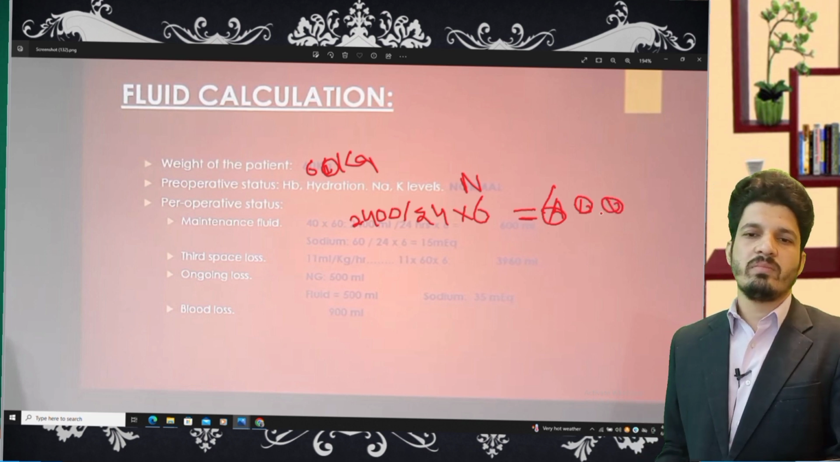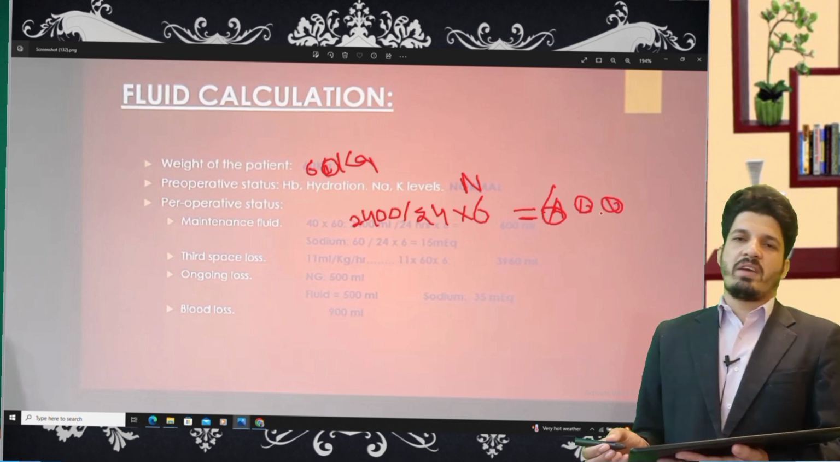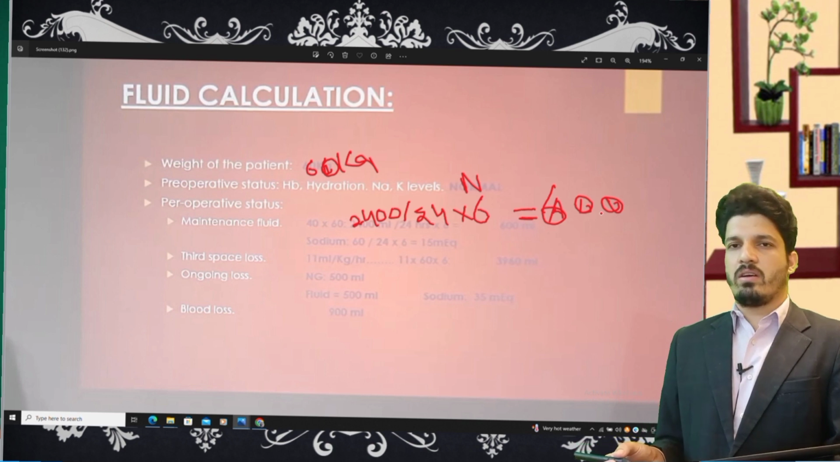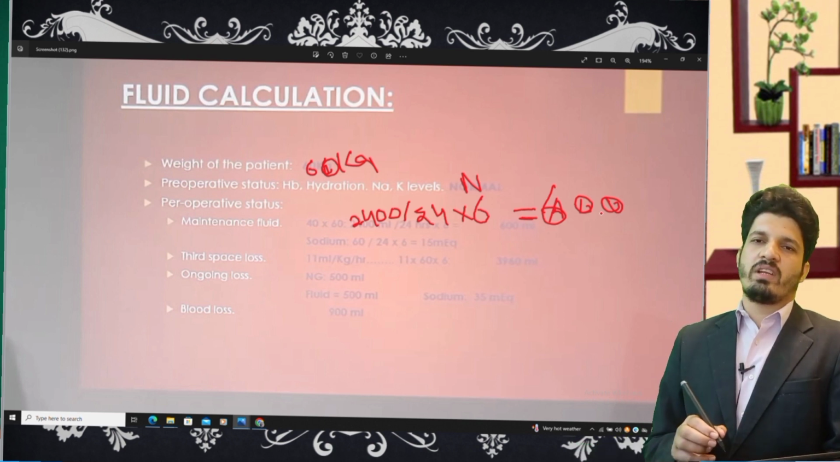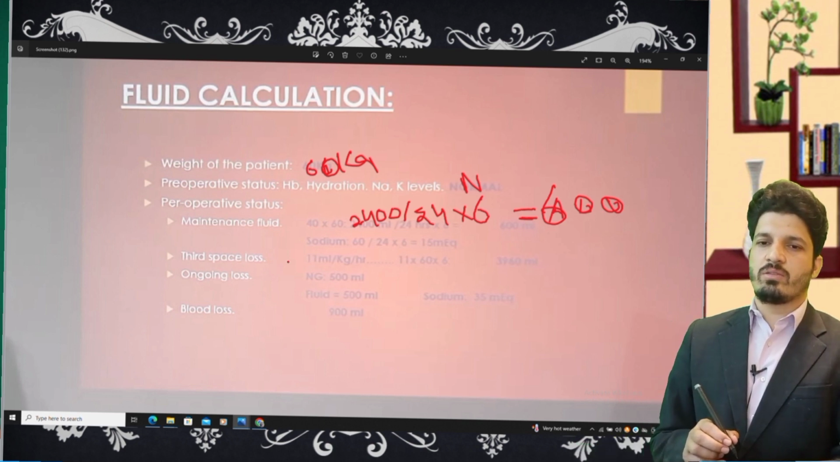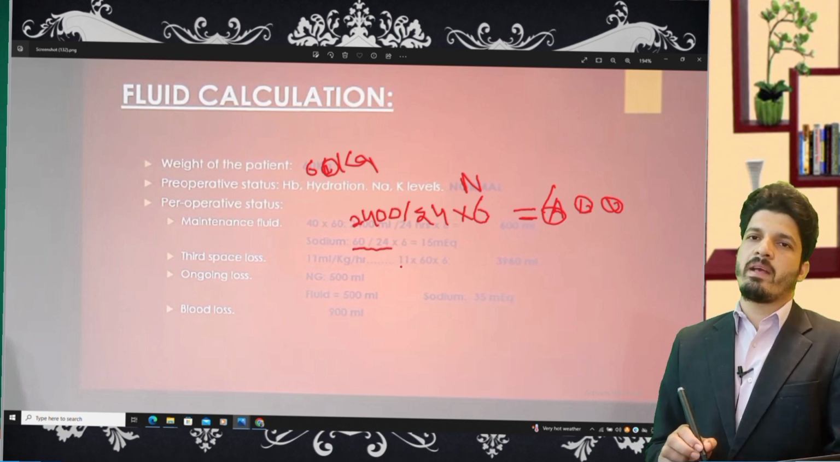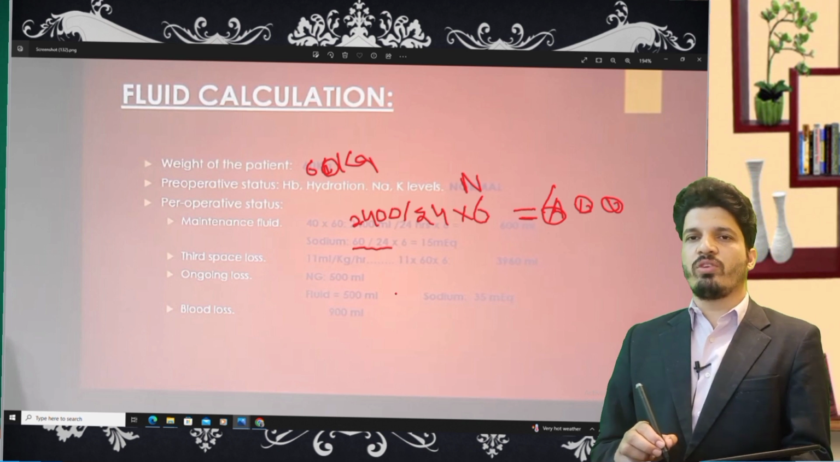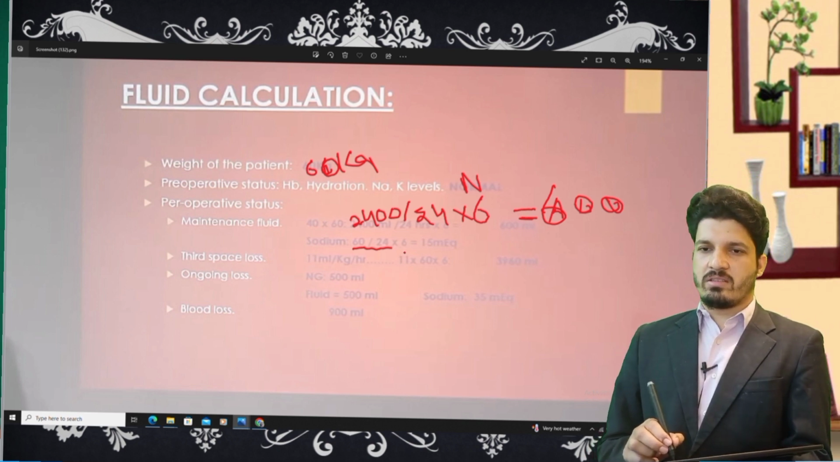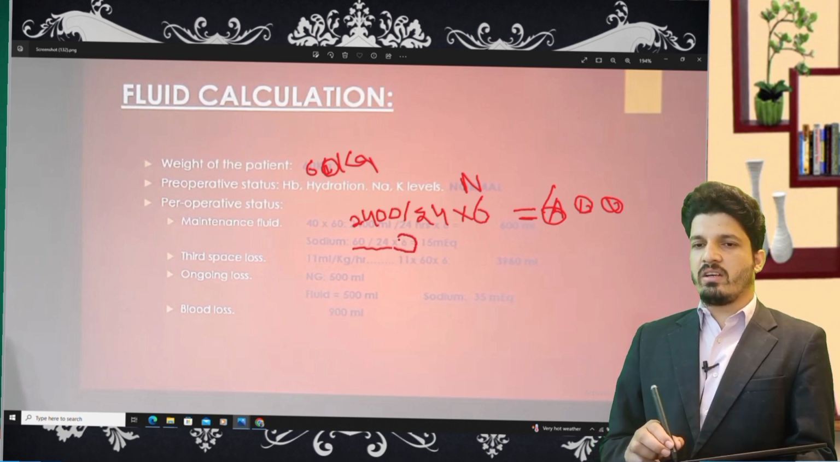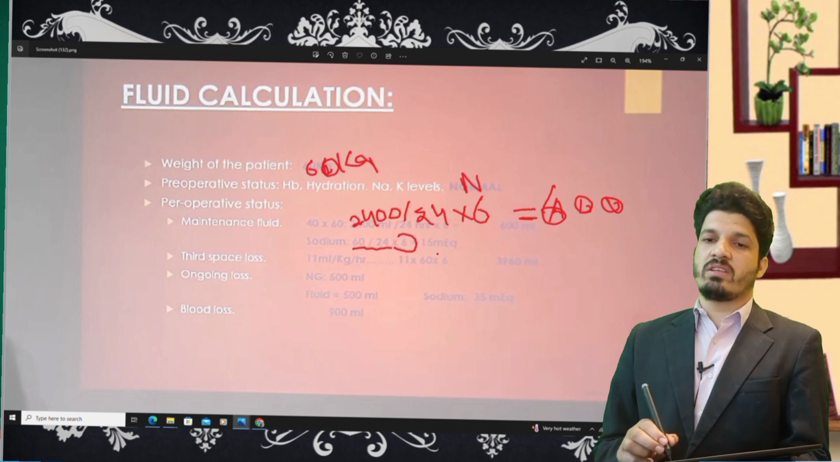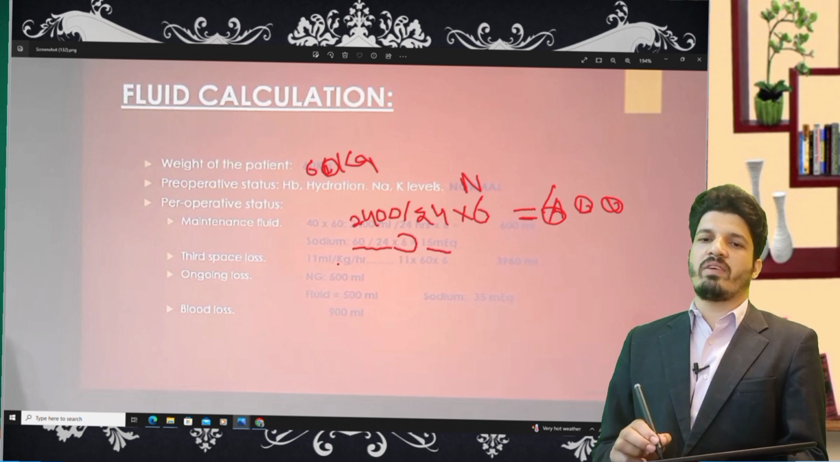Okay, and the sodium, definitely 1 milliequivalent per kg. So in a patient of 60 kg, its value will be 60 divided by 24 for 1 hour, and we will multiply it with 6 to calculate the sodium to be given in 6 hours. That's 15 milliequivalent.